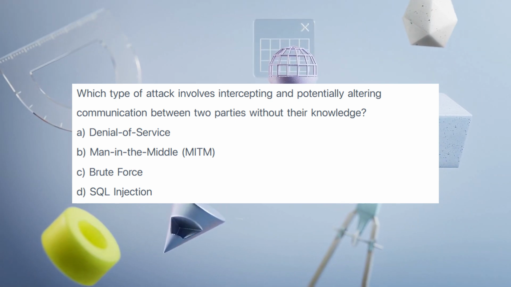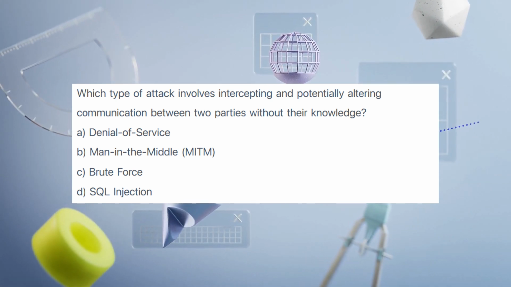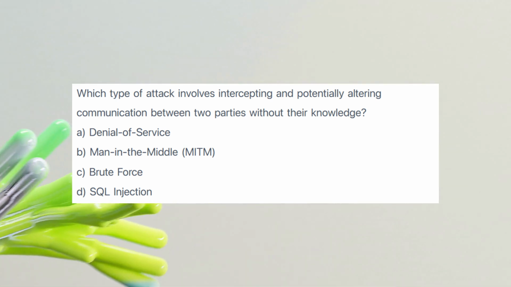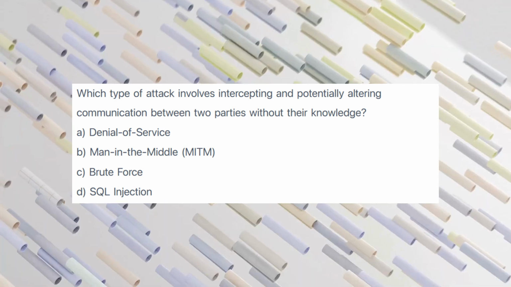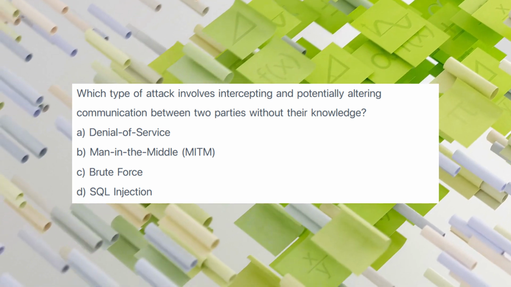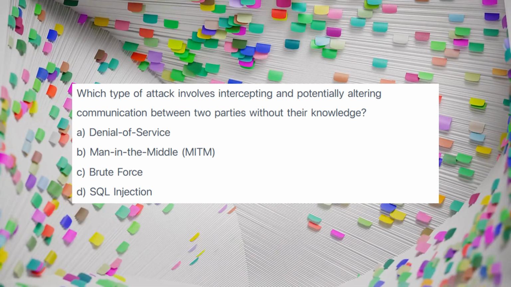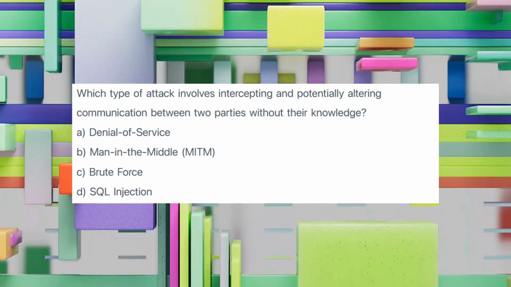Which type of attack involves intercepting and potentially altering communication between two parties without their knowledge? A. Denial of service. B. Man in the middle, MITM. C. Brute force. D. SQL injection. Take a moment to think.